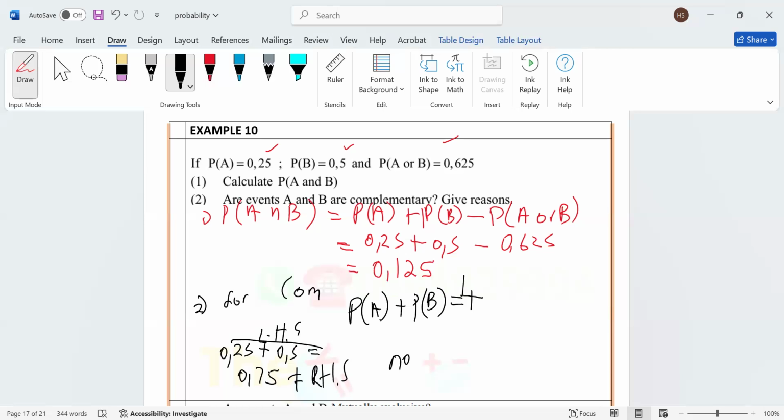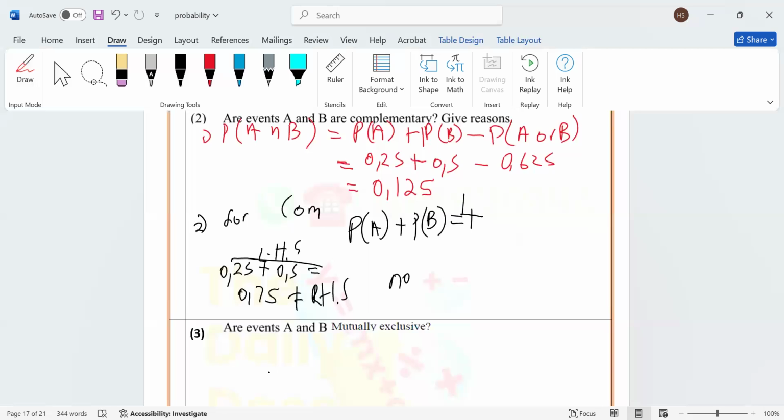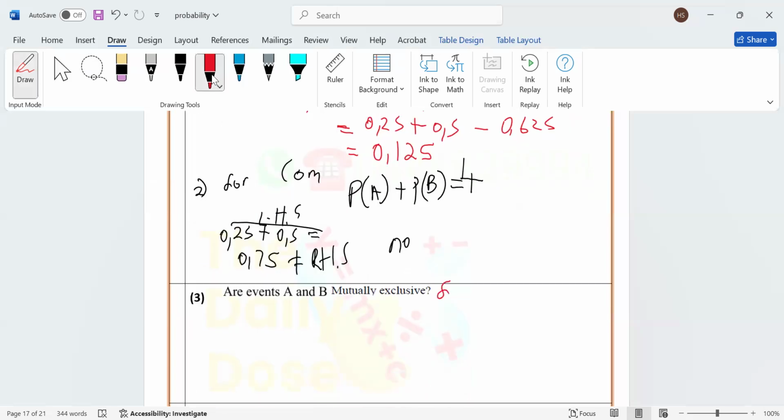Number 3. They say, are events A and B mutually exclusive? Now, what is it that you should see so that you are convinced that the events are mutually exclusive? You start there. You're going to tell them that first I need to see what should happen for mutually exclusive. For mutually exclusive, the probability of A and B should be equal to 0. And then you go and calculate the "and".